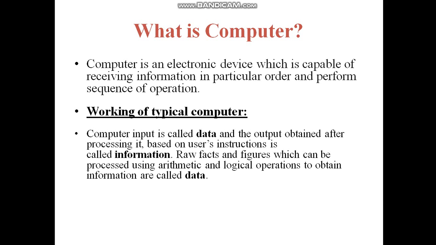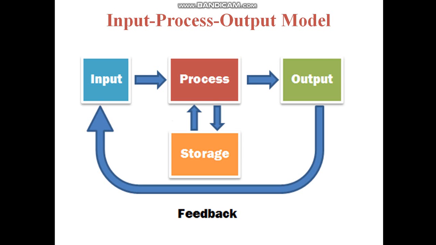First of all, the working of a typical computer. Computer input is called data, and the output obtained after processing it, based on a user's instruction, is called information. Raw facts and figures which can be processed using arithmetical and logical operations to obtain information are called data. Simply, a computer accepts data in binary information called machine language. Then the data is processed and after that we receive some information as an output.